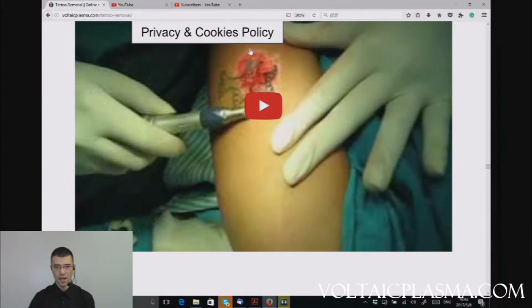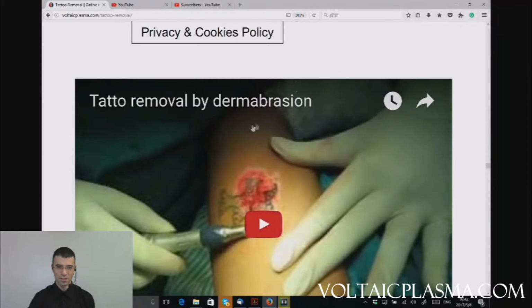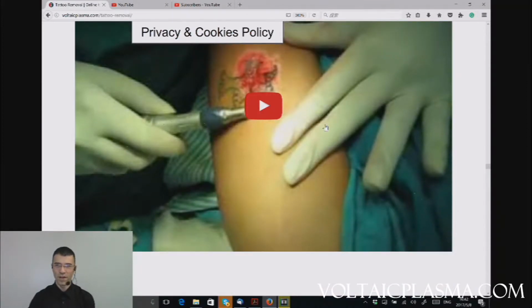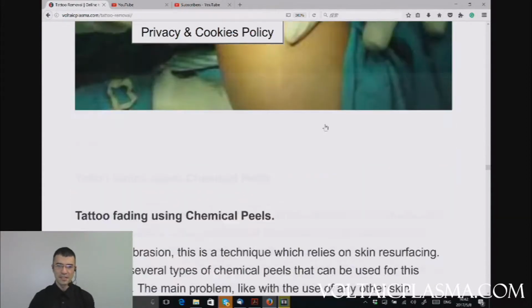If you don't mind having a bloody procedure where blood is going to be shed, you might as well just chop it off and sew it using excision. So it's not a very popular way of removing or fading a tattoo, more fading than removing it.